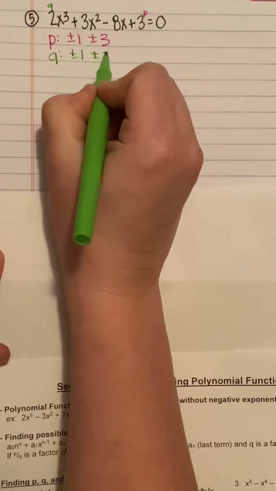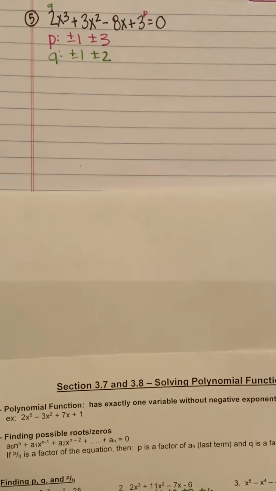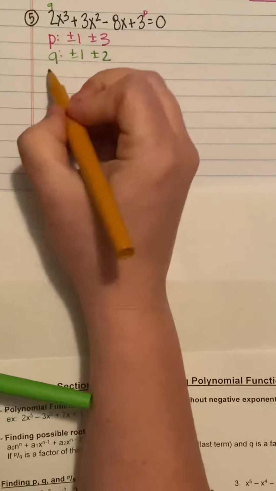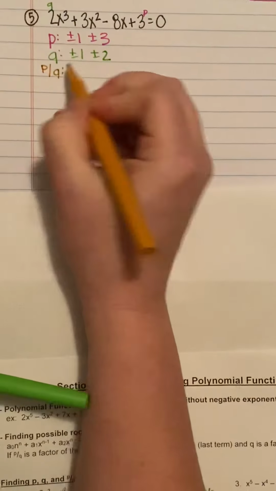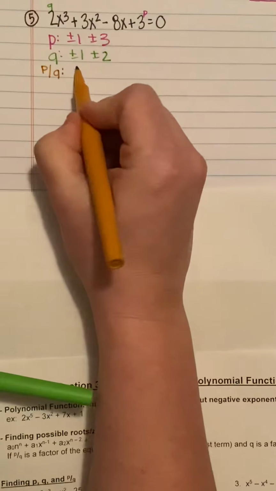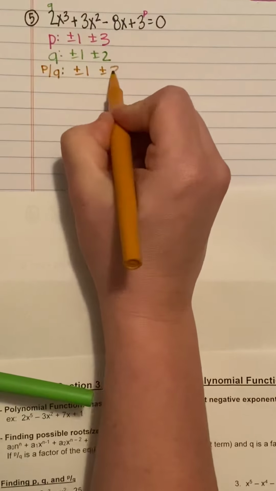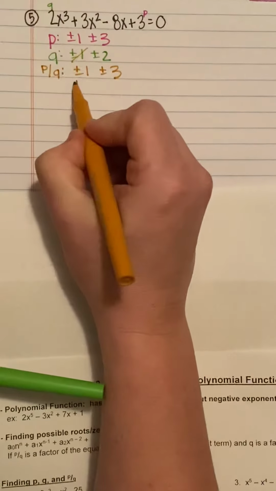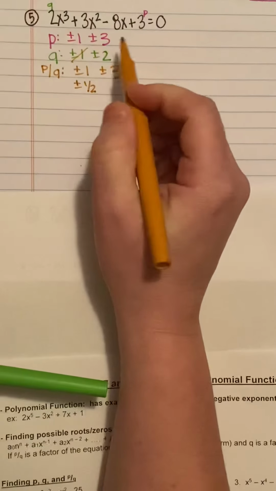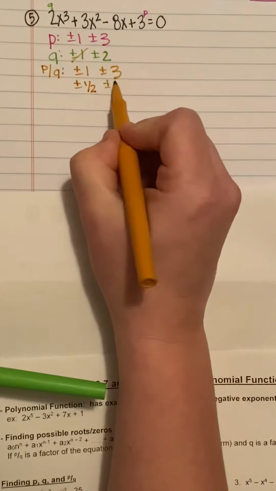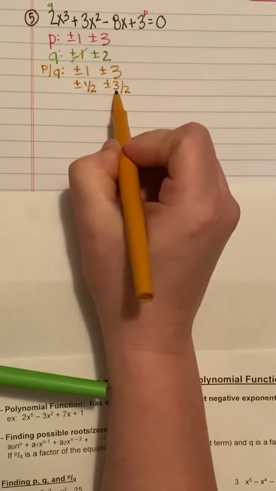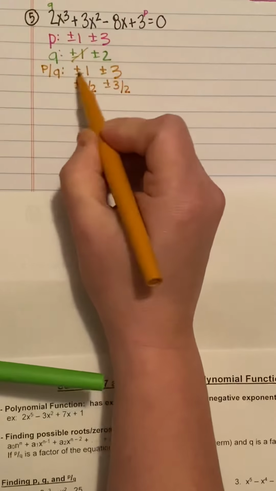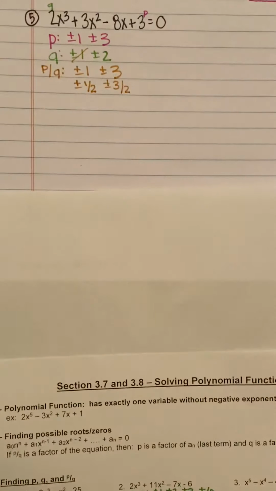All right, next thing I'm going to do is find my P over Q's. To find my P over Q's, I take all of my P's and divide by my Q's. So first thing, 1 and 3 get divided by 1, so that gives me the same thing back, 1 and 3. Now, done with that, now I'm going to take 1 and divide by 2. Well, that gives me 1 half. Then I take 3 and divide by 2. That's going to give me 3 halves. So I got 4 here, so I got a possibility of 8 to plug into my problem in order to see what I get for my solution.